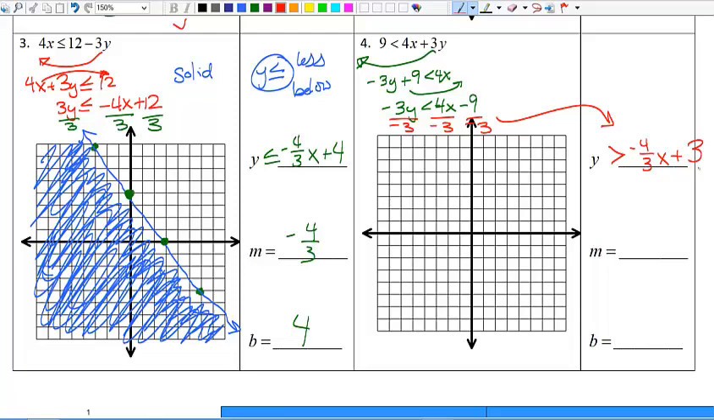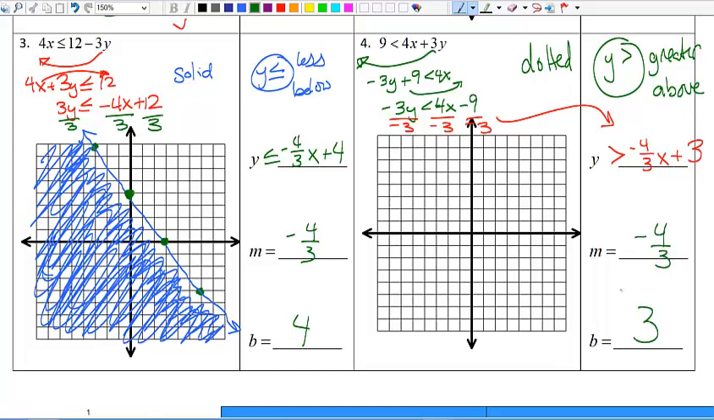The sign changes here. Now it's important to solve for y first to decide if it's greater than, above the line, or less than, below the line. This is a greater than, not greater than or equal to, so I know this is a dotted or dashed line. And because it's y is greater than, that's going to be above the line. My slope is negative 4/3. My y-intercept is 3. So I go to 3 and I put a dot there.